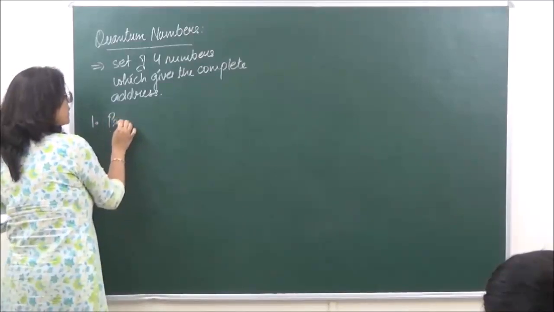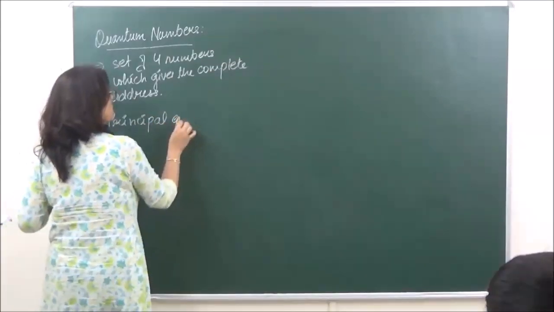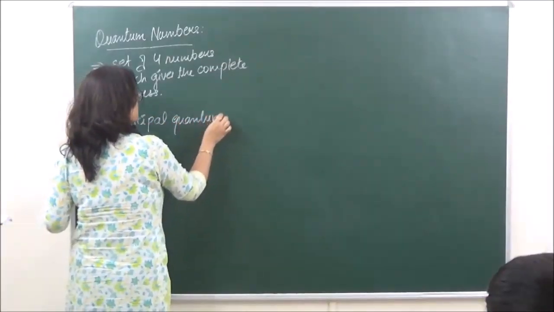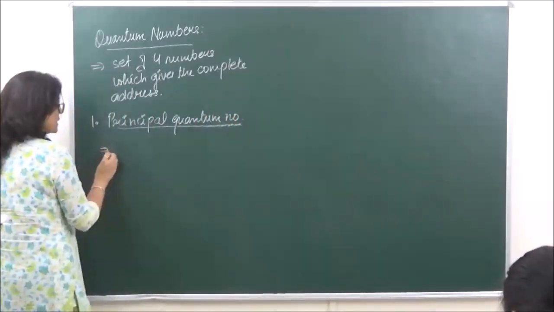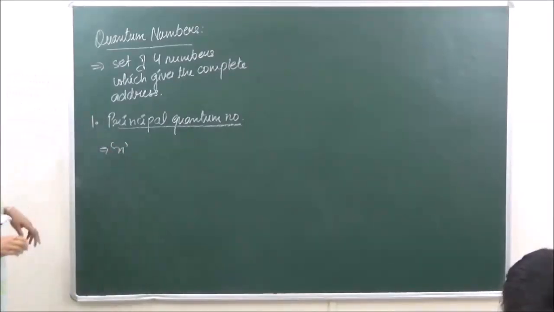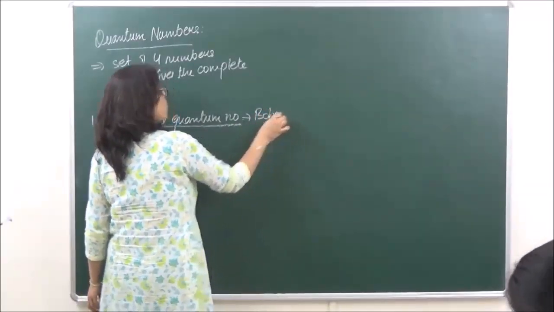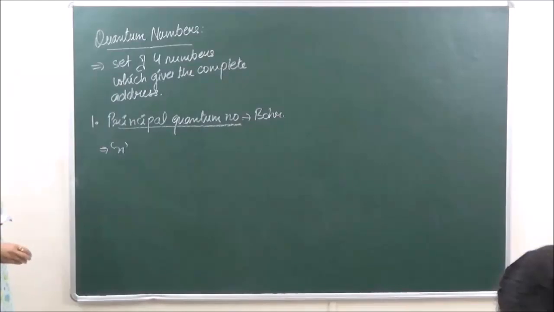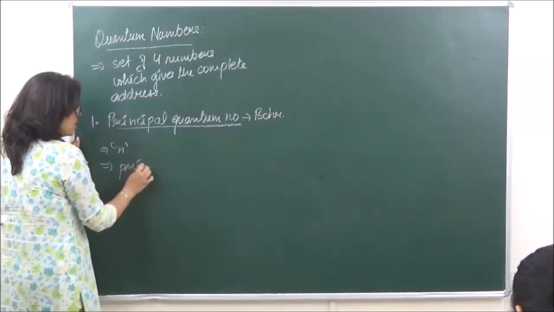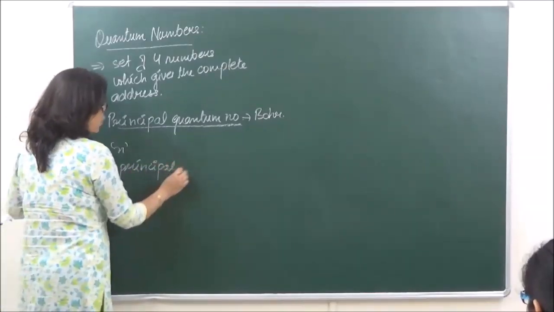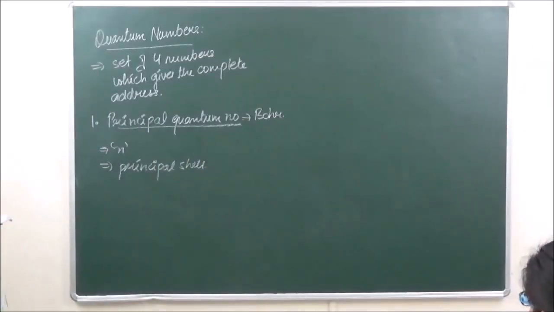The first quantum number is the principal quantum number, which is denoted by n. And this quantum number was proposed by Bohr. Now over here, this quantum number n denotes the principal shell or orbit in which the electron is going to be present.